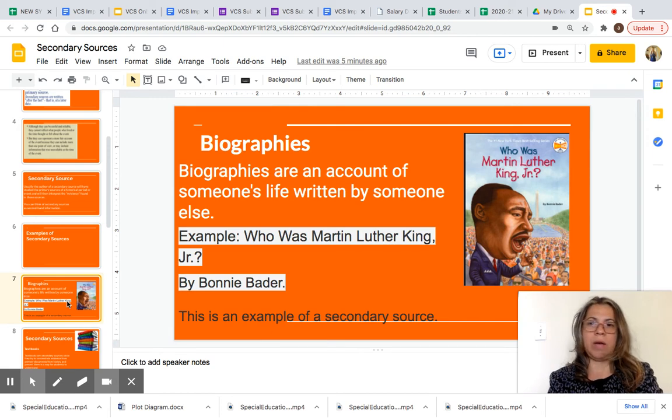Biographies. Biographies are an account of someone's life written by someone else. Example, Who Was Martin Luther King Jr.? By Bonnie Bader. This book that you can see here, I have a visual for you. It is an example of a secondary source because it is a biography. It was written by someone else other than Martin Luther King Jr.